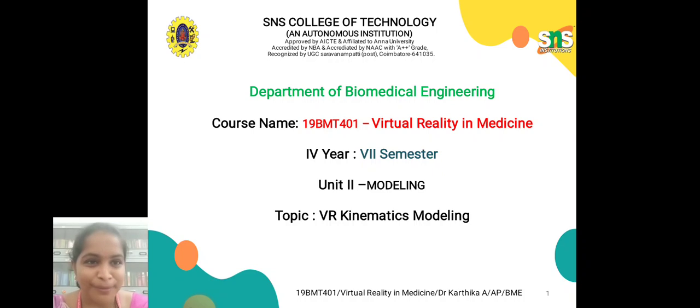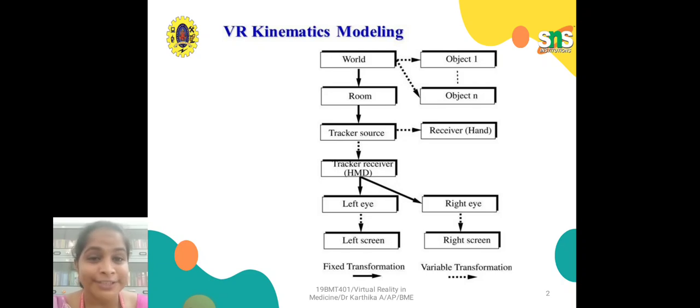Today we are going to discuss VR kinematics modeling in virtual reality in medicine. See here, the virtual reality kinematics modeling. It starts from the world to room, tracker source and tracker receiver, HMD, left eye, left screen. Also we have right eye, right screen, fixed transformation. The second one is variable transformation, and we have variable transformation side, object 1 to object n. Also we have receiver hand.